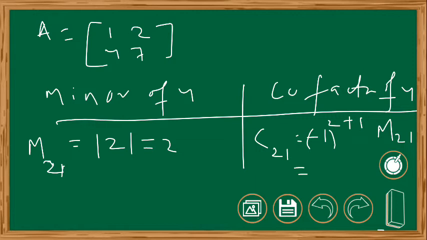So minus 1 to the power 2 plus 1, which is 3, so it is minus 1 multiplied by 2. Ultimately, minus 1 multiplied by 2 will be minus 2. See the difference, M21 and C21. M21 is 2 but C21 is minus 2. So the only difference between minor and cofactor is the sign. Sometimes the minor is equal to the cofactor, sometimes the minor is the negative of the cofactor, right?